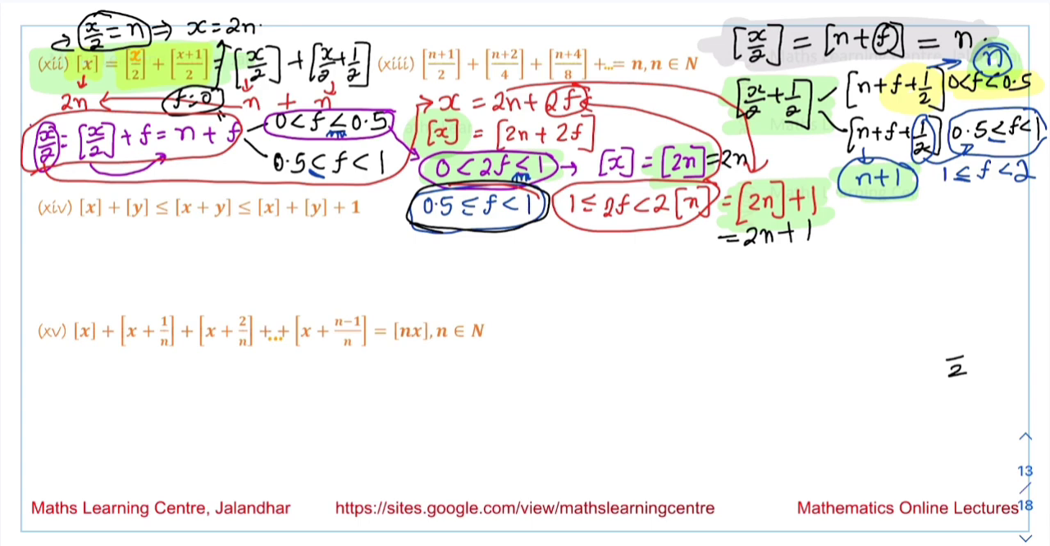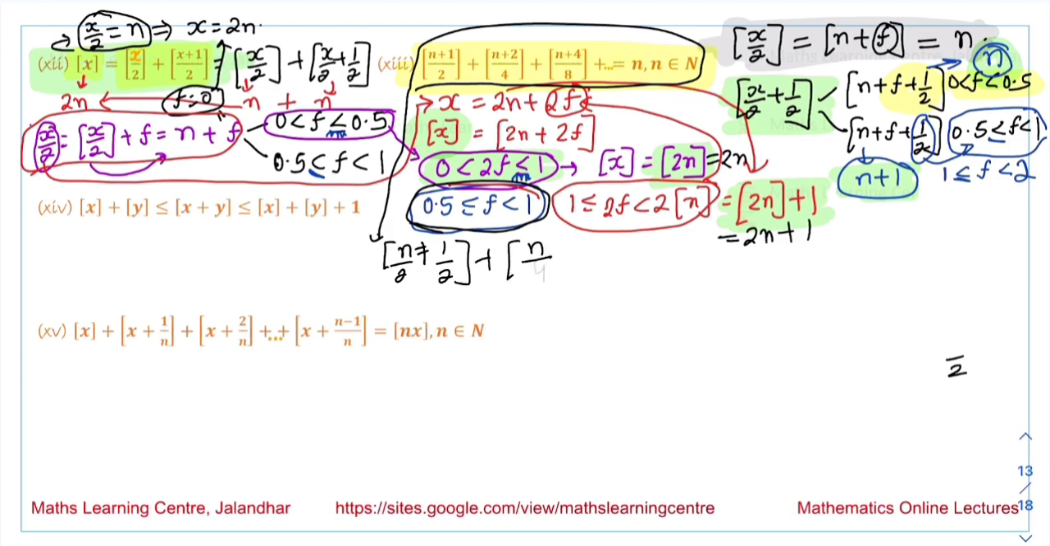Next we have the greatest integer of n plus 1 by 2 plus n plus 2 by 4. So this term, you can write it in the form: the greatest integer of n plus 1 by 2 plus, this n plus 1 by 2 we can write as n by 2 plus 1 by 2, plus n by 4 plus 1 by 2, next n by 8 plus 1 by 2, and so on.